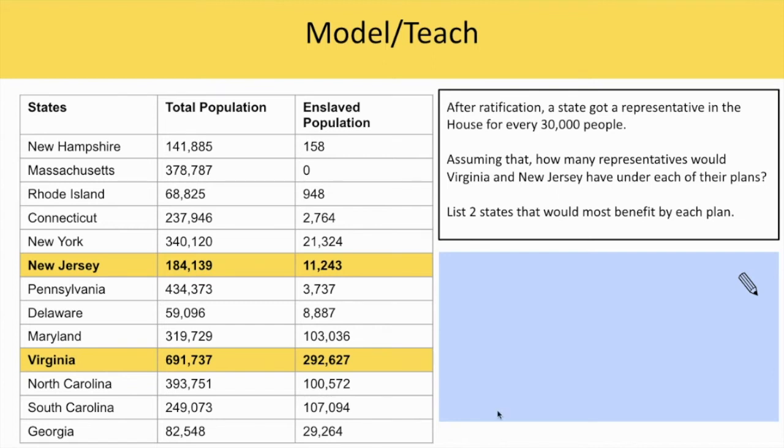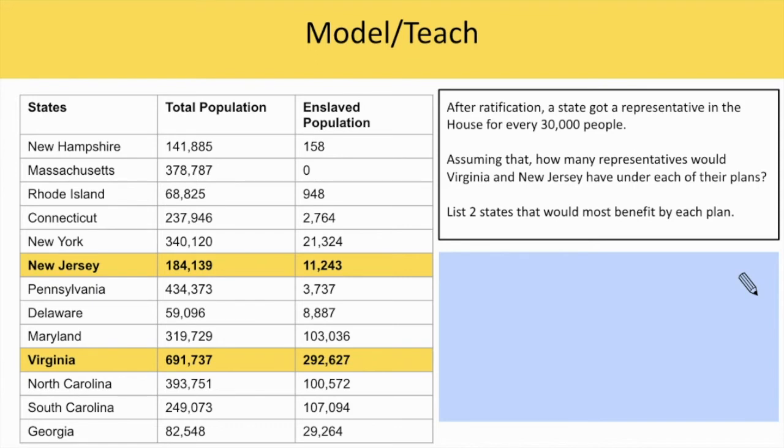Now, I want to inform you of the proportions for elected members of the House of Representatives at the time of ratification. After ratification, a state got a representative in the House for every 30,000 people. I want to figure out how many representatives Virginia and New Jersey would have under each of their plans. This will help me figure out which plan benefited which state. So what I will do here is some simple math. I'll divide the total population by 30,000 people.